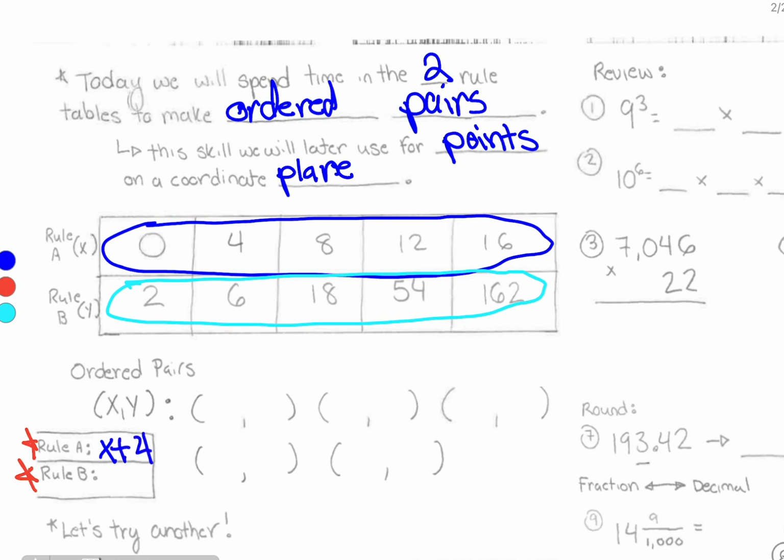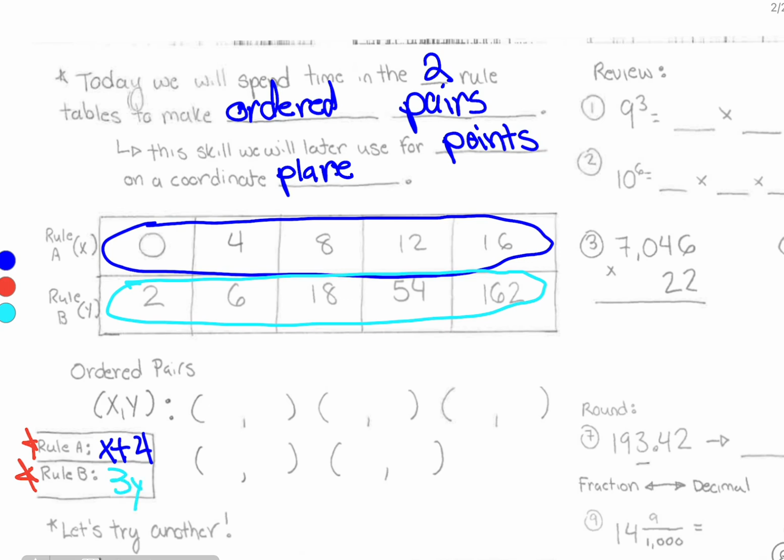Now I need to figure out rule B. I'm going to try to go from here to here with addition. So 2 plus 4 is 6. Oh, that's not good because 6 plus 4 is not 18. Okay, so I can't do addition. So let's try multiplication. 2 times 3 is 6. 6 times 3 is 18. 18 times 3 is 54. And then we get 162 because 54 times 3 is 162. So I figured out my light blue rules. I'm actually going to multiply all my y's. So my y's, I'm going to multiply by 3.